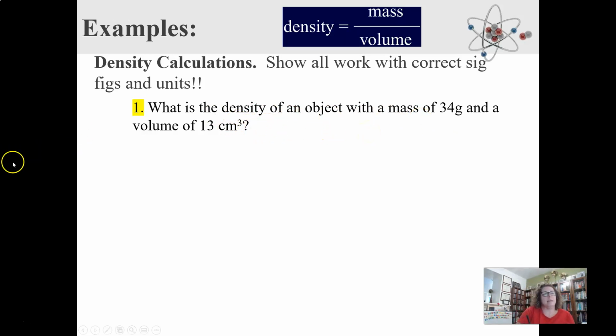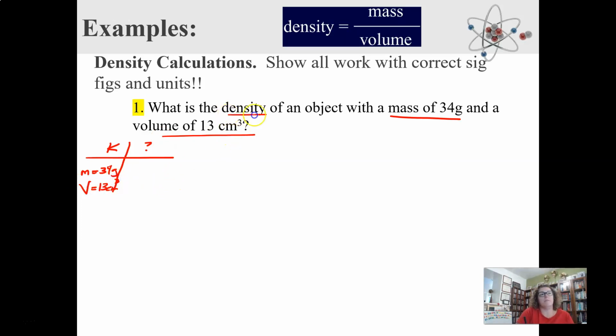Well, when I'm looking at this, I'm thinking of several things happening. So the first thing I do is always do my know and my don't know chart. I know I have a mass of 34 grams, so little m, 34 grams, and I got a volume of 13 centimeters cubed. And I'm solving for density.